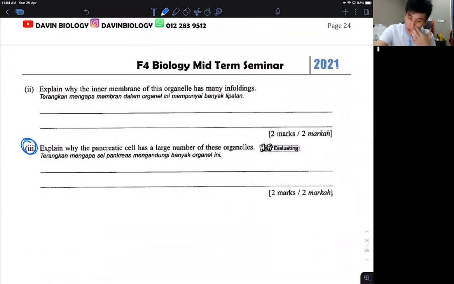So why do I need large numbers? Remember, first mention the function: because I want to generate energy. So what's the energy for? To transport the enzymes out of the cell.